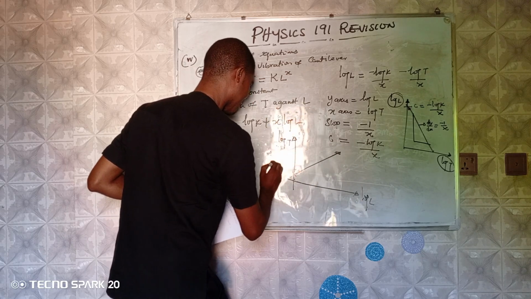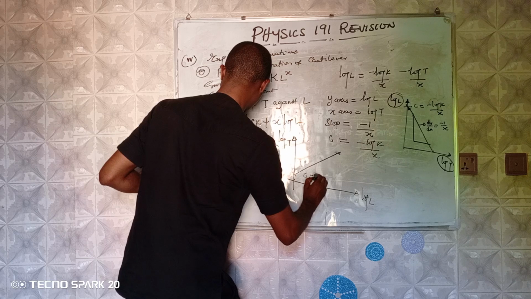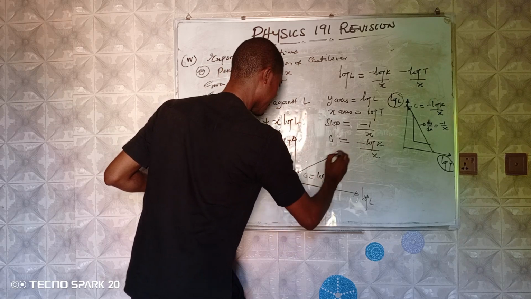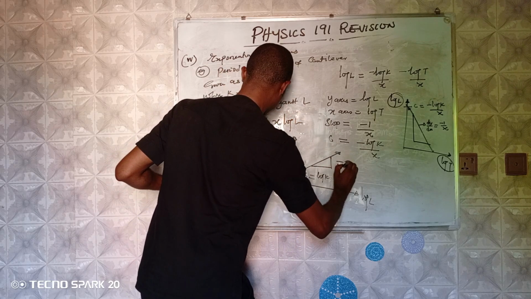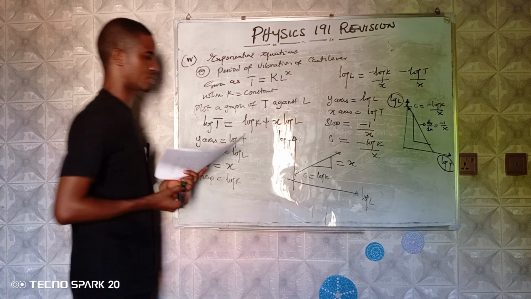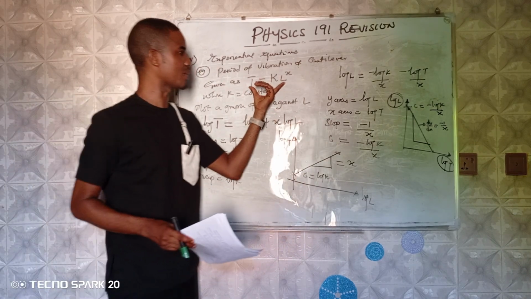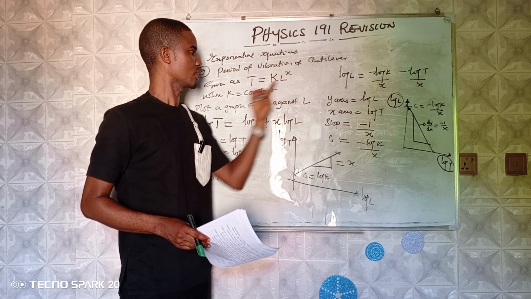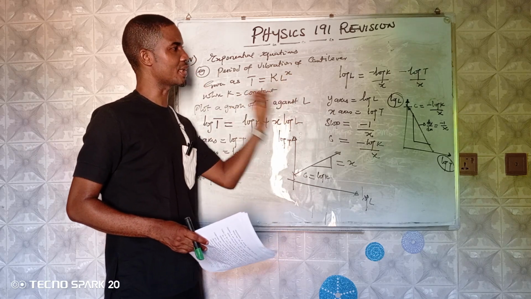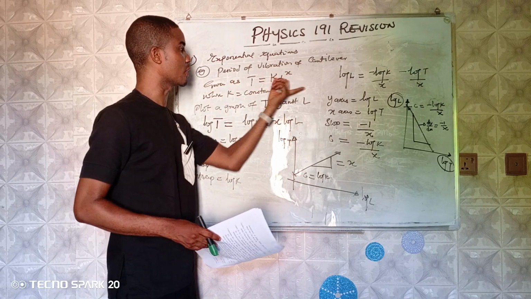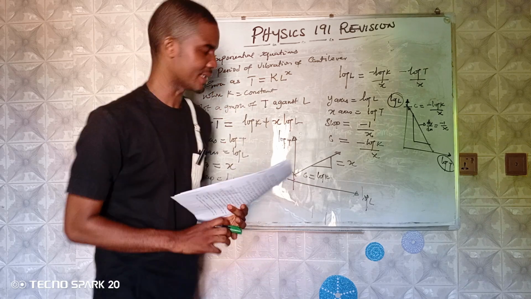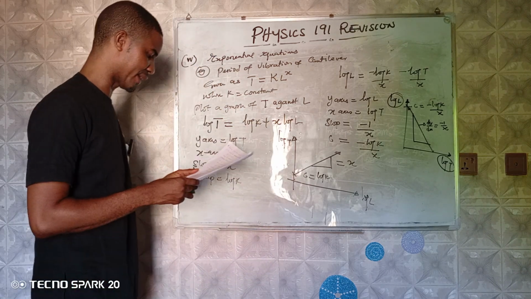So this intercept now, c is equal to log k, while my slope is equal to x. Mark this about exponential equation, the equation that has a power. Instead of taking the square of both sides, this time you take log of both sides for linearization. Okay, I believe that is very good.